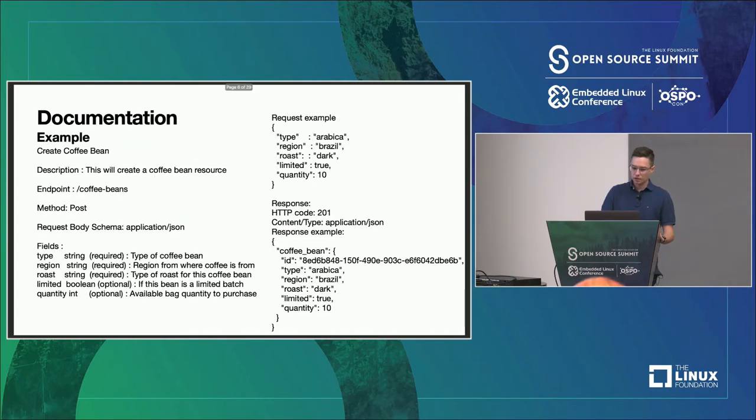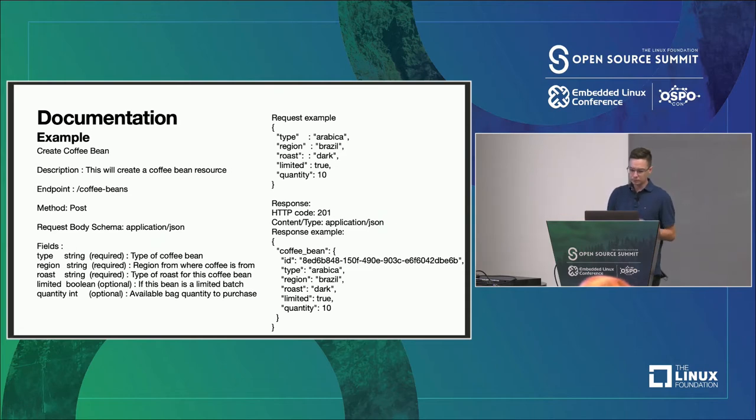So this may not look as clear and concise as you would want. But if we go over it, you'll see that it is clear as to what it does. We have a header that's create coffee bean. The description tells you what this API call does, the specific endpoint, which is coffee beans, the method, the request body with all the fields defined, whether they're required or optional, their types. And then we also have an example of a request and a response.